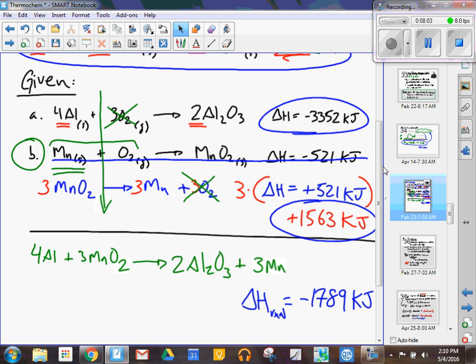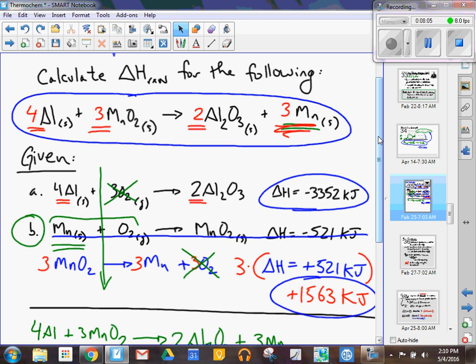So it's kind of like a logic puzzle. You have to look at what you want to get to. And again, the master reaction shown circled in blue is what you want to get to. How can I manipulate my two given equations to get to that when I add them up? That's Hess's law. All right, moving on.